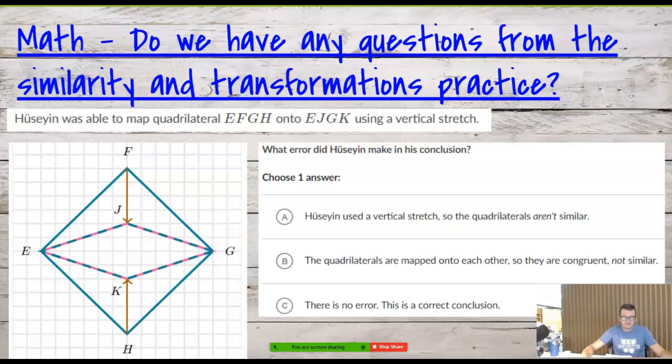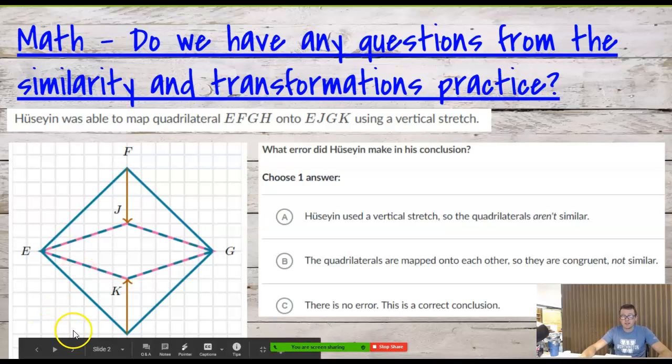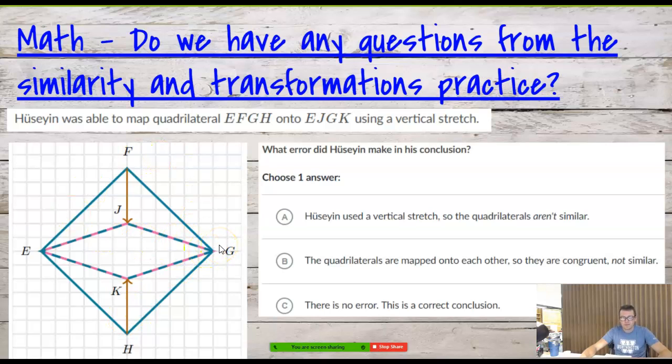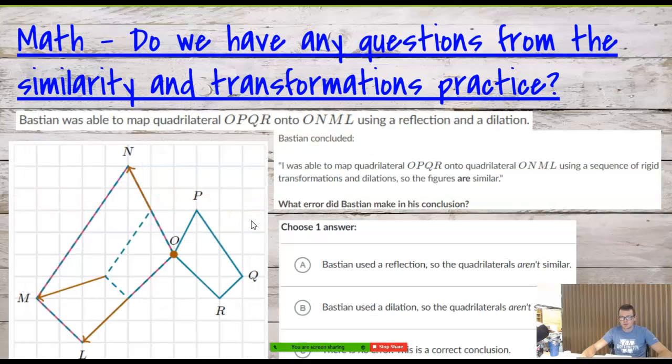Ellie, what are you thinking? He used a vertical stretch, so the quadrilaterals aren't similar. Yeah, so remember, just like when we're changing graphs, like our parabolas, if you just do a vertical stretch or compression or just a horizontal stretch or compression, it's not similar to the original shape. And to be congruent, you would have to be similar and equal, right? So we're going to define those and write those words down again in a second once we start taking notes. Again, kind of a soft start while we try to make sure we get everyone into class.